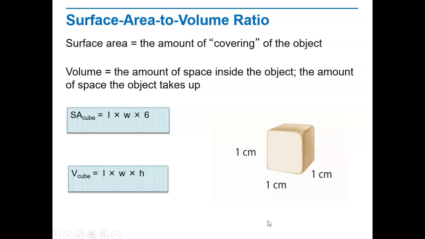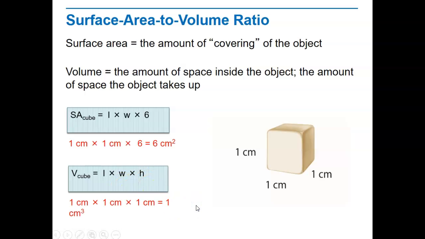This is the formulas for finding these. To find the surface area of a cube, you take one side, the length times the width, and that'll tell you one side. Because there are 6 sides, we multiply it by 6 to get the surface area for the whole thing. Volume for a cube is length times width times height.